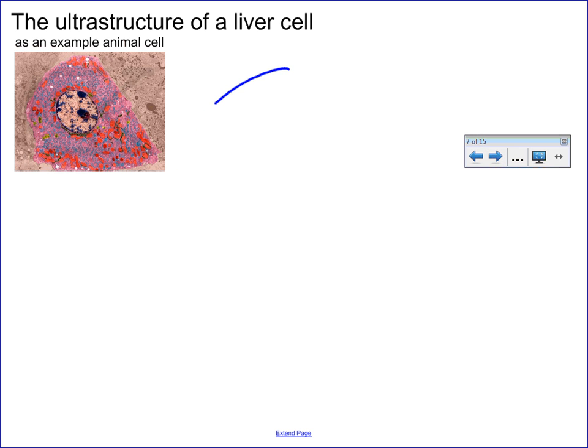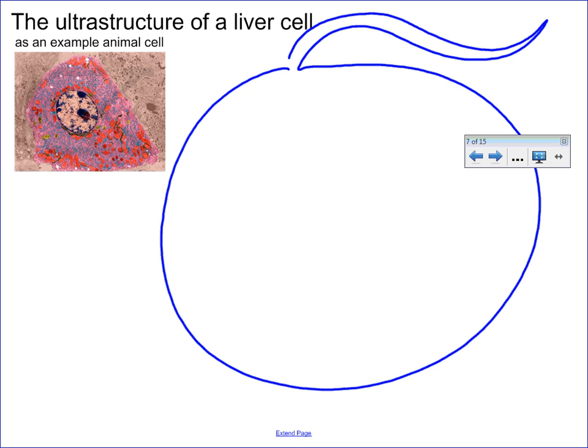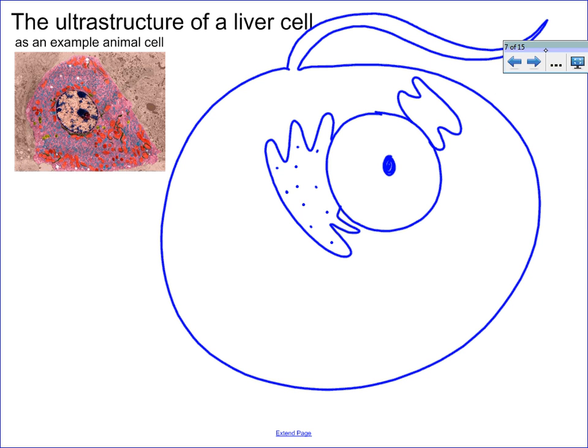I would recommend you start with the cell membrane, a large structure. Go ahead and give it a flagellum. Once inside, we've got a nucleus. You can also provide a nucleolus. Outside of that, give it a little wobbly structure and give it some dots. That would be our rough endoplasmic reticulum. You can do the same over here, but don't give it dots. That would be our smooth endoplasmic reticulum.